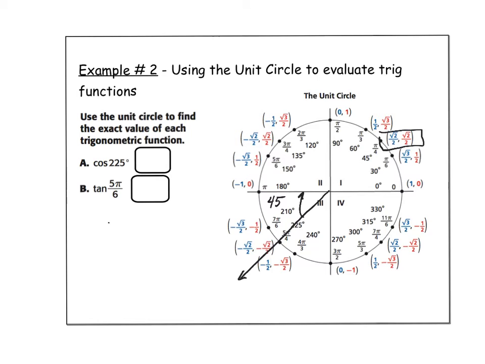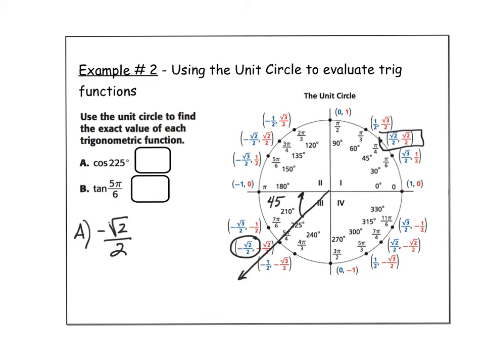Okay, so if we didn't have these values here listed, we know that cosine is the x value, so the answer to A is just really easy. It's negative square root of 2 over 2. And it makes sense because we're in quadrant 3 and the x is negative and the y is negative, but they didn't ask you for sine, they just asked you for cosine. That's the answer to number A.